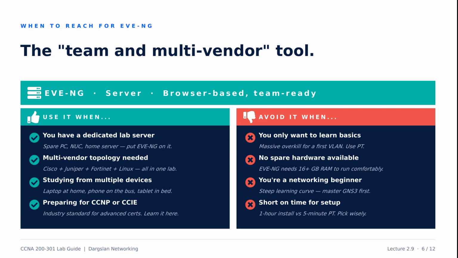And then there's EVE-NG, which lives 1 tier above GNS3. This one runs on a server and opens in your browser, which means you can lab from your laptop at home, your phone on the bus, even a tablet in bed. Same topology, same session. Reach for it when you need true multi-vendor setups. Cisco, Juniper, Fortinet, Linux, all talking together. Or when you're climbing towards CCNP and CCIE. But skip it if you're just starting out, or you don't have a spare machine with 16 gigs of RAM. For a first VLAN, it's massive overkill.